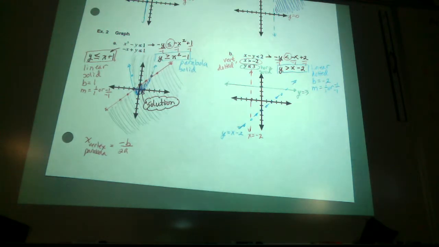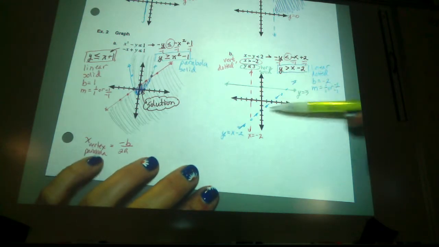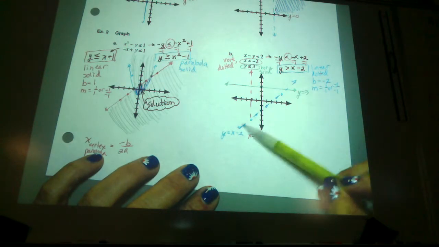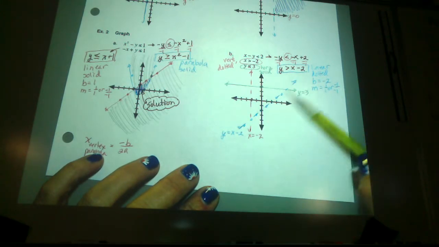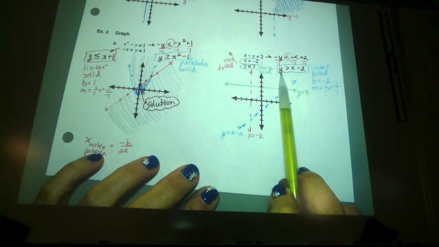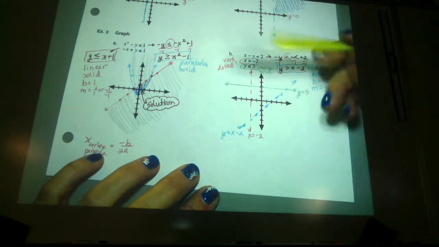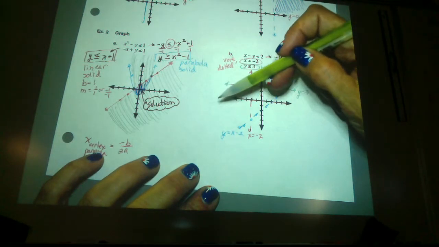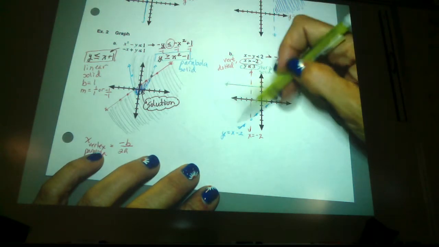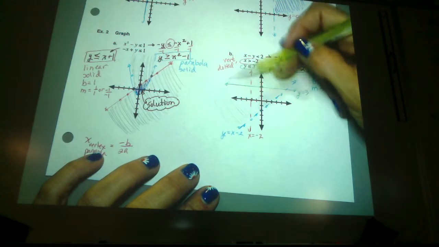So let's look at the shadings. So for the blue line, which is the linear line that has a slope of 1, it says y is greater than. So is that above the line or below the line? Above or below? Above. So your shading for the blue line should be here.